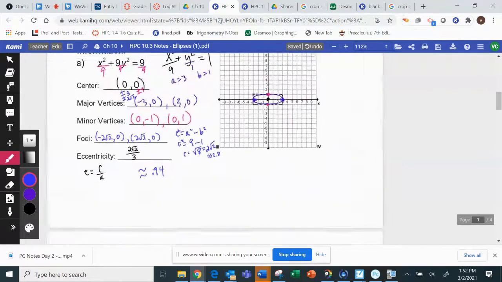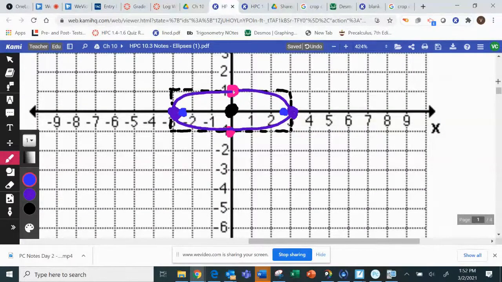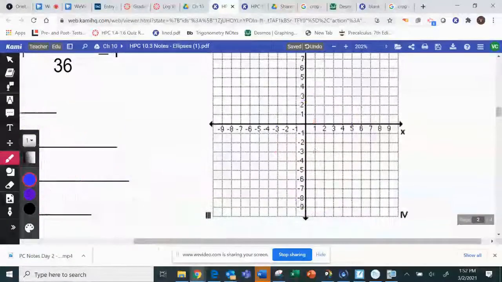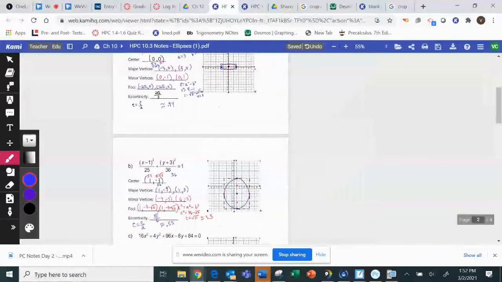So what the eccentricity is saying, that 0.94, is that foci is about 94% towards the end, where in this one it's about 55%. It's a little bit over half to the end. Which one looks more ovalish, like more stretched? The first one with the bigger eccentricity. Okay.